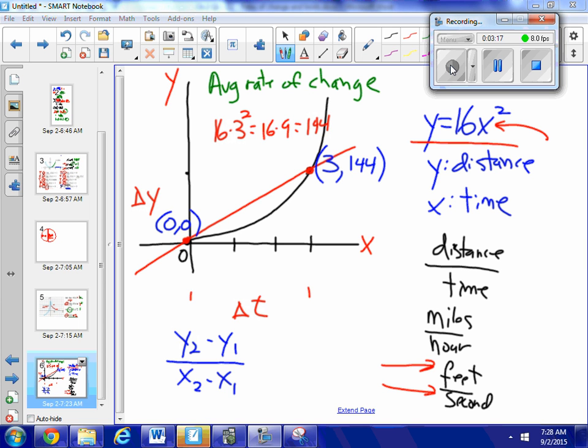So let's do our y2 minus y1. That's 144 minus 0 is 144. And x2 minus x1 is 3 minus 0. That's divided by 3. So my answer is 48 feet per second. So that's how I would find out what is the average rate of speed. The 48 feet per second is also the slope of this line. This is so important for you to remember, that the rate of change is all just the slope between those 2 points.